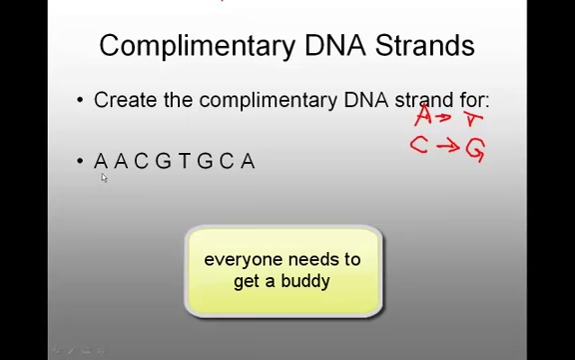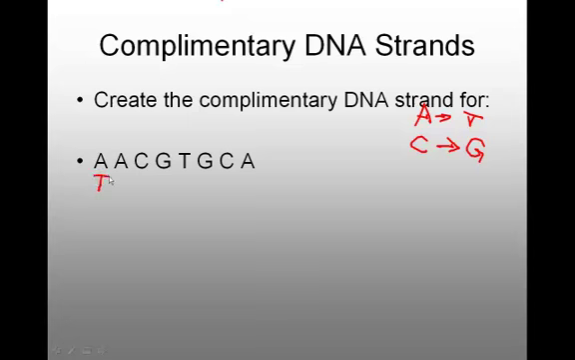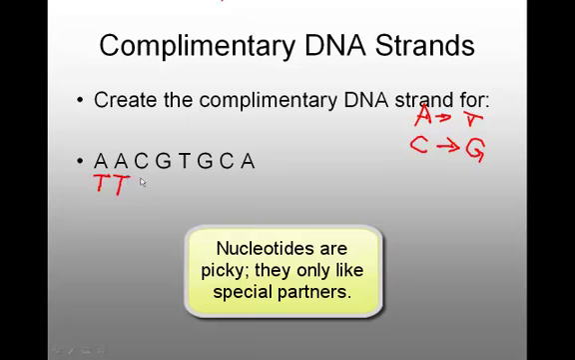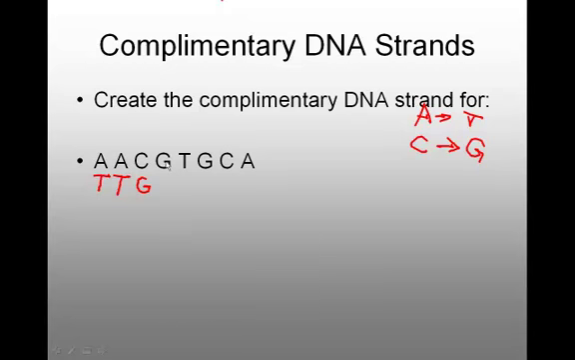So adenine pairs with thymine, so under this A you would write a T. Another adenine is going to get another thymine. Cytosine pairs with guanine, so C would go with G. Guanine pairs with cytosine, that would be a C. T pairs with A, that's thymine pairing with adenine. G pairs with C. C pairs with G. And A pairs with T. So all you really need to do when you're given a sequence is match it to its buddy.